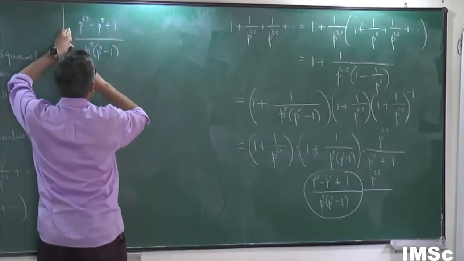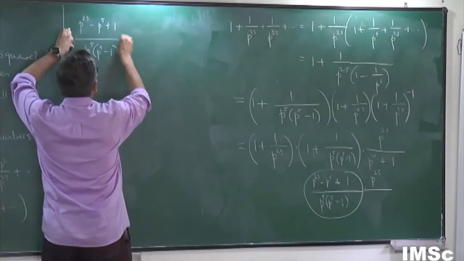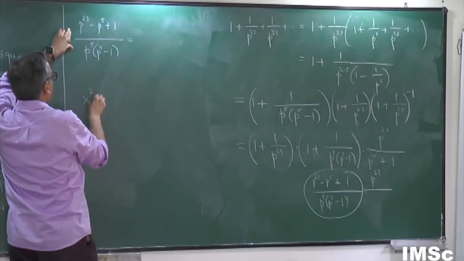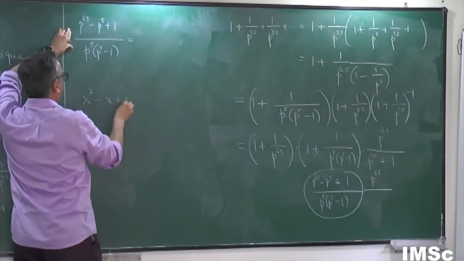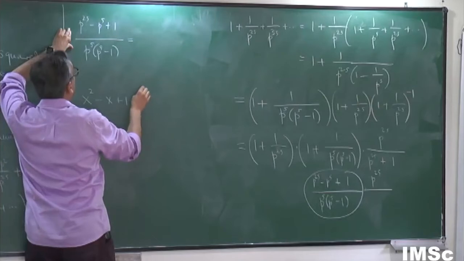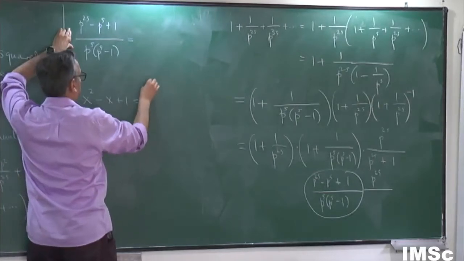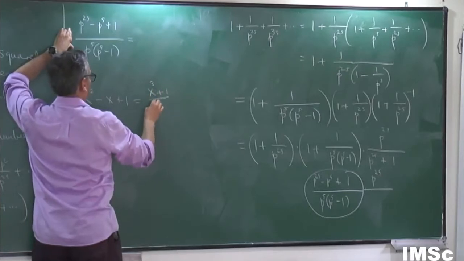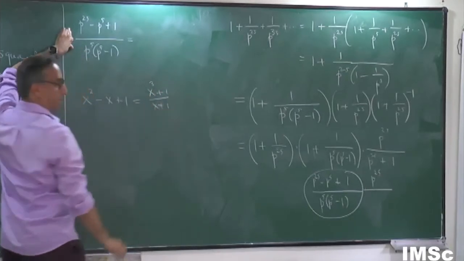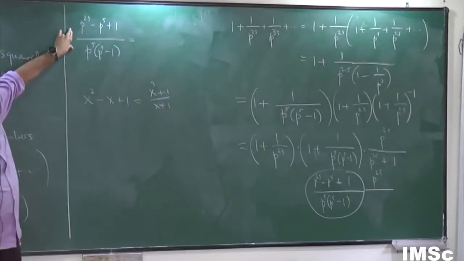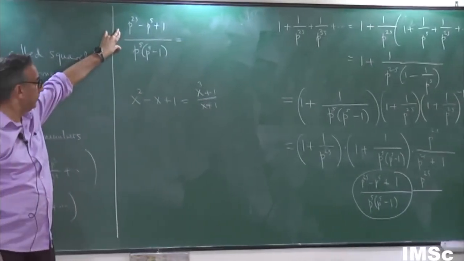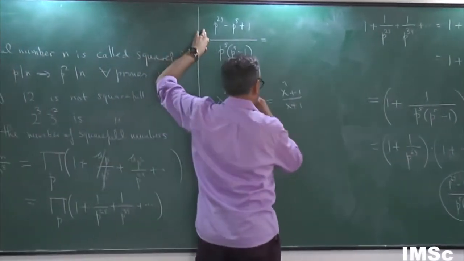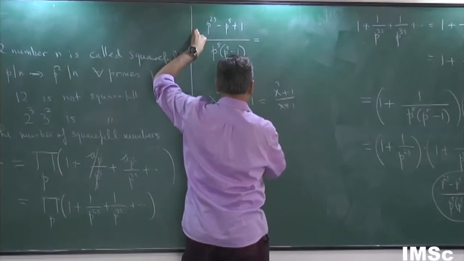So what I'll try and do is I recognize the numerator. Remember, x squared minus x plus 1 is equal to what? Is equal to x cubed plus 1 divided by x plus 1. Is that correct? Let's see. Is that right? Does that look okay to you? x cubed minus x cubed. Right. Okay. So is that right?